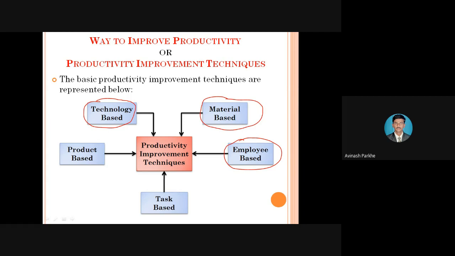The next point is task based. Task based means whatever task is given to the management, if the management performs their task, productivity can automatically be increased. Whatever task is given to the supervisor, if he satisfies that task, again the productivity can be increased. Whatever task is given to the workers, laborers or operators, if they perform their task within the given time period, then also your productivity can be increased.